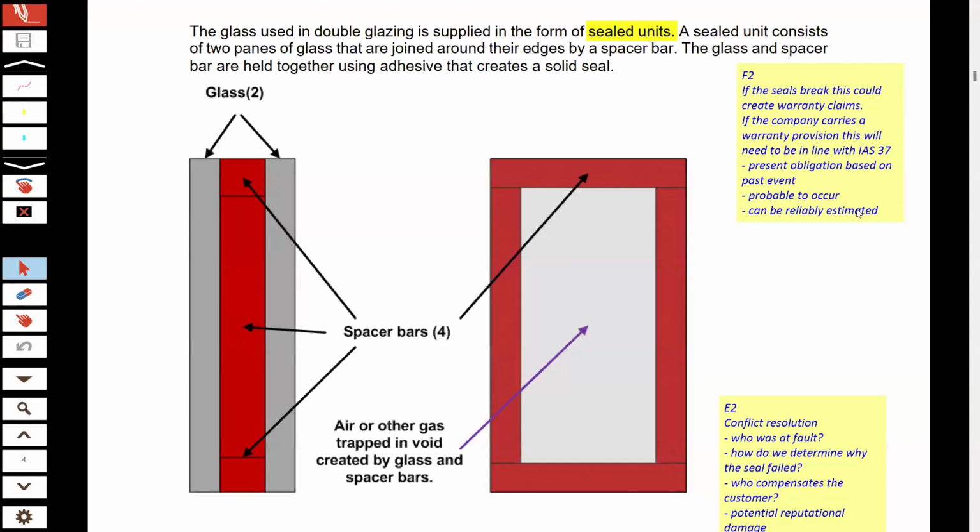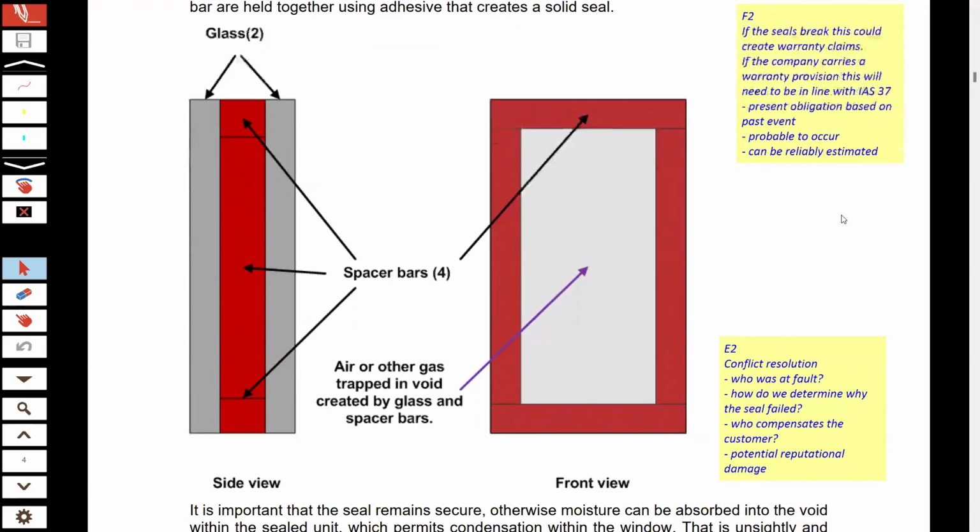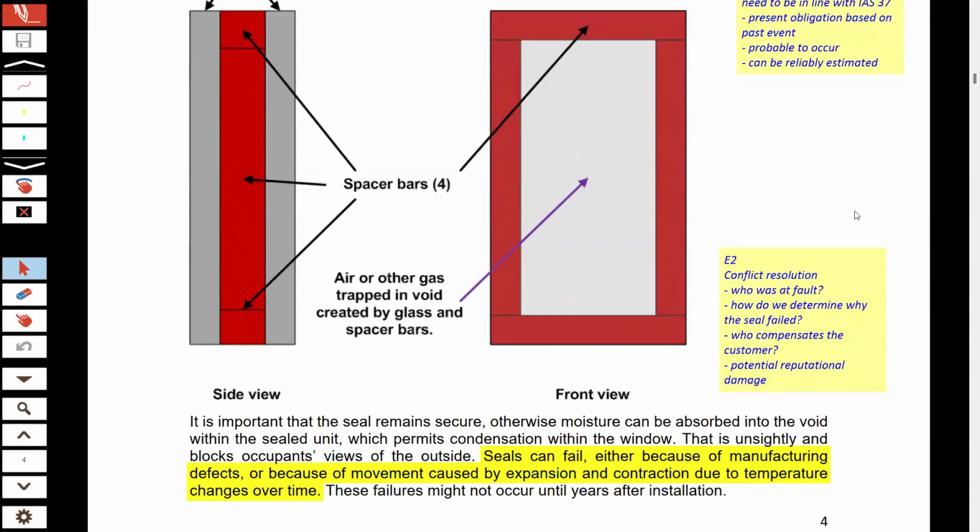We have been tested in many pre-seens in the past about how to account for a provision that the company might need to make. Now, it points out then also what I've already been saying, E2 now, conflict resolution. If there is a problem with a window once it's in a customer's house, who is at fault? Is it the supplier? Is it Shinyglas? Is it the installer? Who exactly is at fault? And how do we determine that?